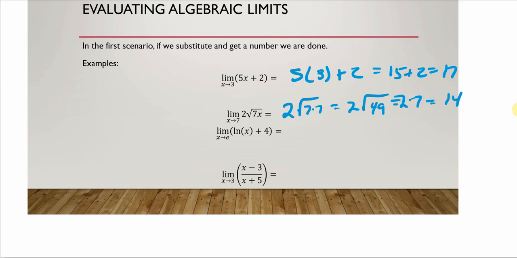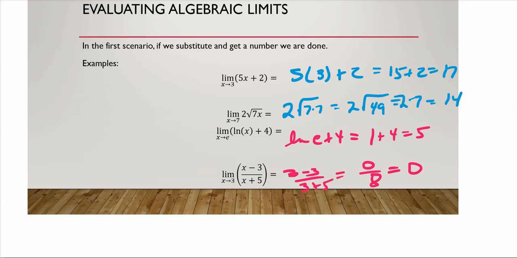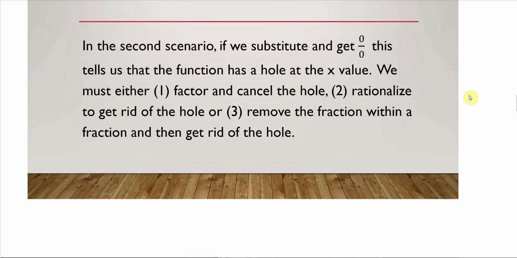I'm done. The next one says find me the limit of the natural log of e plus 4. And you're supposed to know that the natural log base e of e is 1. So we're going to say 1 plus 4 is 5. And I'm done. And finally, the last one, when I substitute, I'm going to get 3 minus 3 over 3 plus 5. That's going to give me 0 over 8. And what did I just finish saying in the previous slide? That 0 divided by any number not 0 is going to be 0. And I'm finished. Okay? So let's go ahead and look at the next scenario.